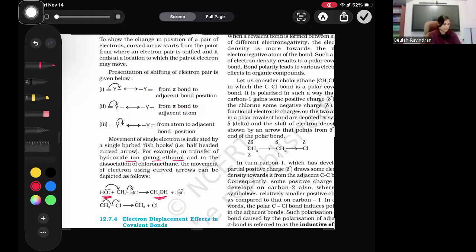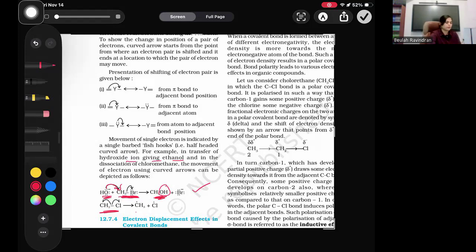Transfer of hydroxide ion gives ethanol. It is given to chloromethane, or sorry, bromomethane is given. Here it is chloromethane, bromomethane. So you'll be getting alcohol, right? So the fish hook arrow is representing one electron is transferred. Okay. From this, one electron is transferred to this group, so that bromine gets detached and then OH is attached. Okay. So this is how the movement of electrons is.